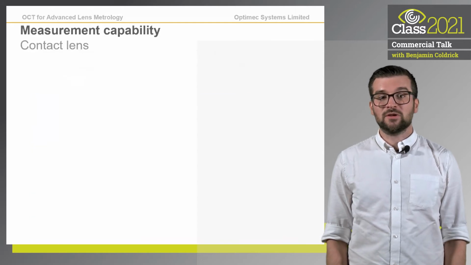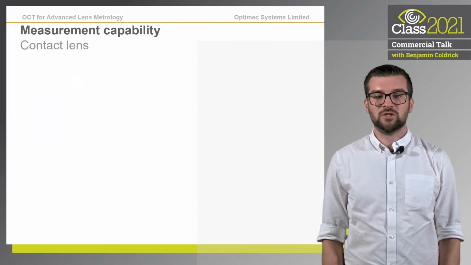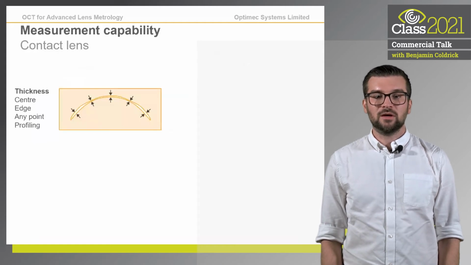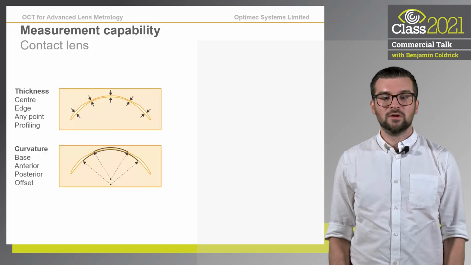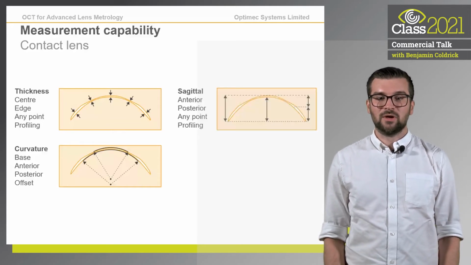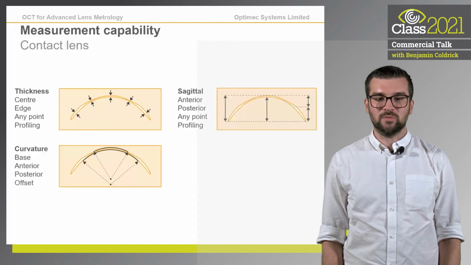To demonstrate the capability of the IS830, these are some of the common measurements obtained by our customers, including thickness at any position, curvature of all surfaces, sagittal depth at any position, and diameter measurement.